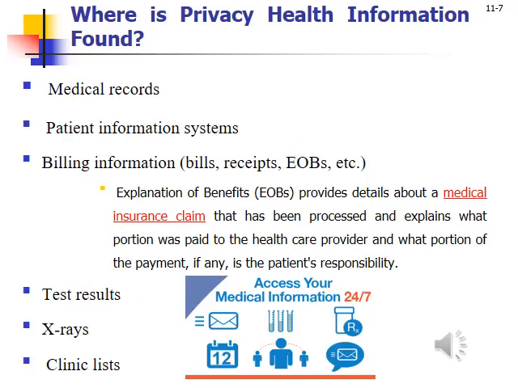Where is privacy health information found? Medical records, patient information systems, billing information, bills, receipts, EOBs, explanation of benefits. An EOB provides details about a medical insurance claim that has been processed and explains what portion was paid to the healthcare provider and what portion of the payment, if any, is the patient's responsibility. Test results, X-rays, clinic lists.